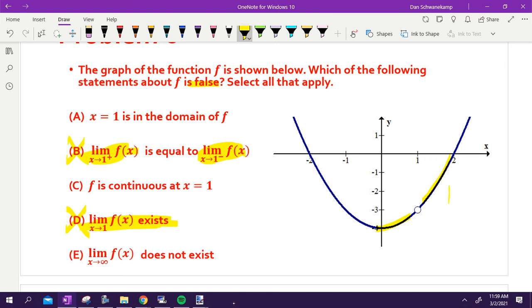The limit as x approaches infinity. What would the limit as x approaches infinity be? It's D and E because I'm going to keep going up and up and up. So that's true. The limit does not exist. Is 1 in the domain? What is f of 1?